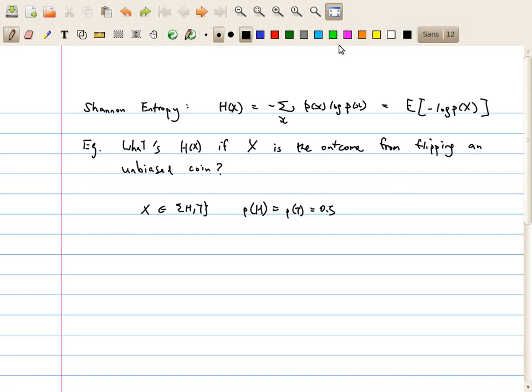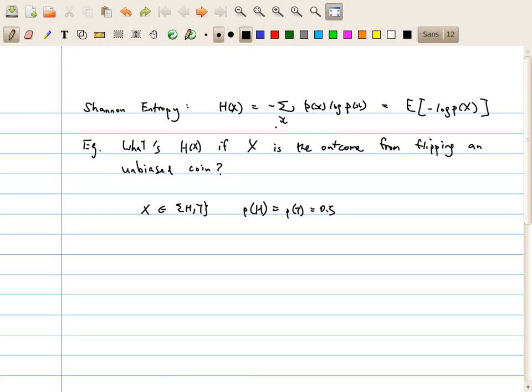In the last segment, we introduced Shannon Entropy. It basically computes the amount of information in a message. Alternatively, we can think of that as the minimum number of bits needed to represent the message. And it's given by the expression here.